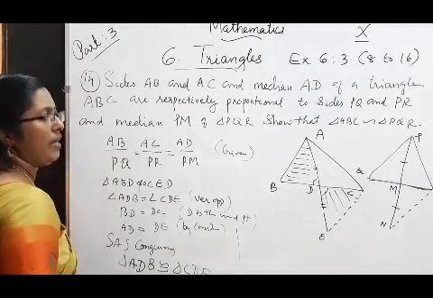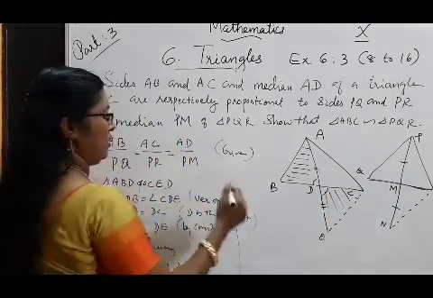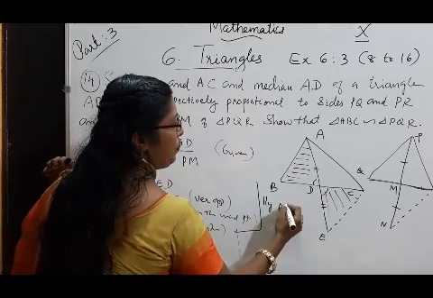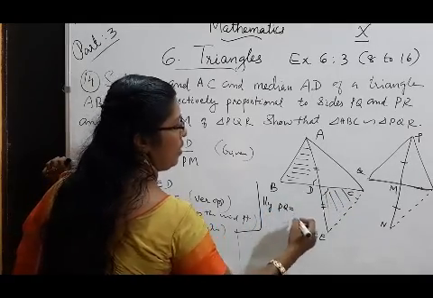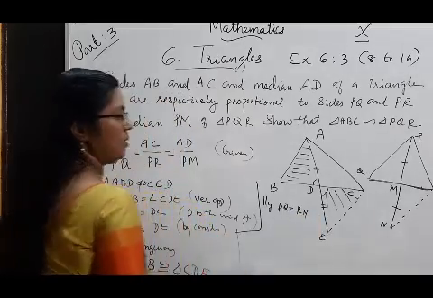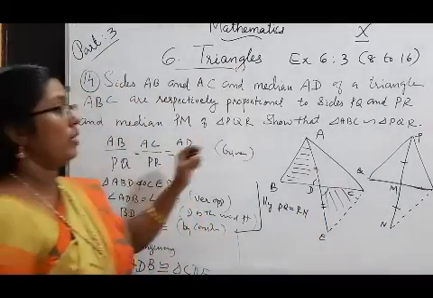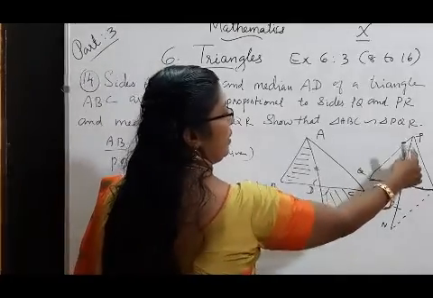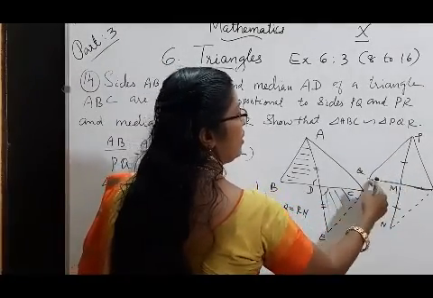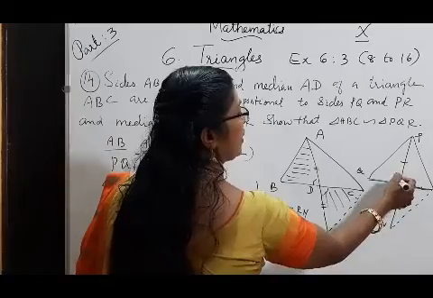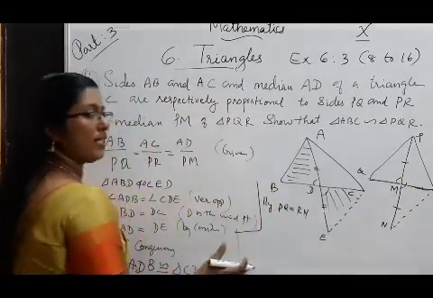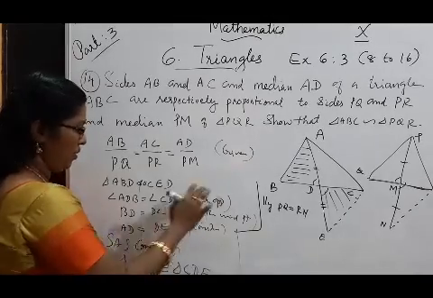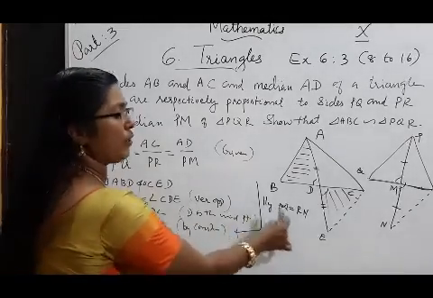Then in the same way, in this figure, similarly we can prove PQ equal RN. QM equals QR? and the vertically opposite angles, same congruency, we can prove PQ equal RN. So similarly we can write PQ equal RN.